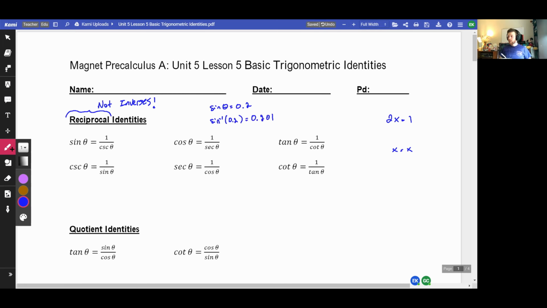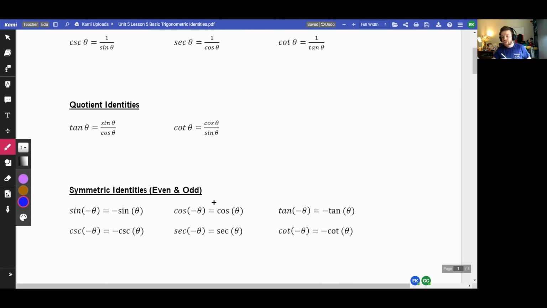Anyways, we got our reciprocal identities. We got our quotient identities. And these are all written out for you guys. You have access to this document. So we got a little place where all our identities are going to slowly be collected.